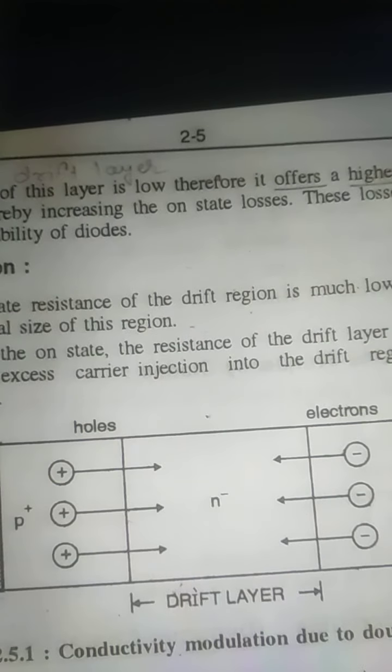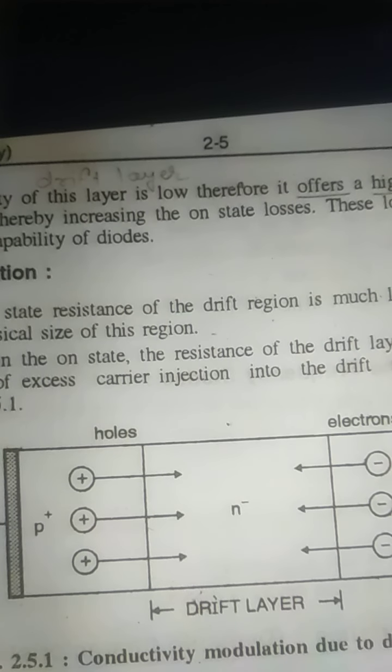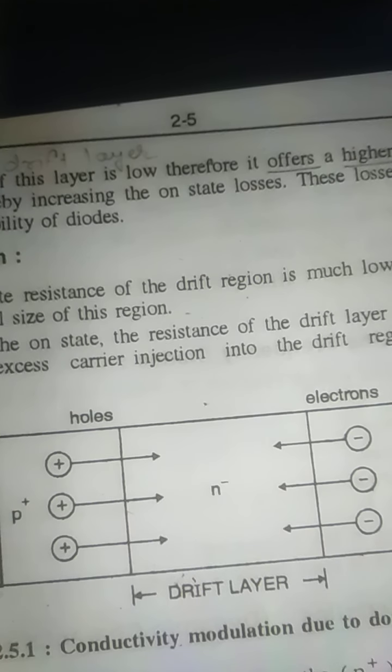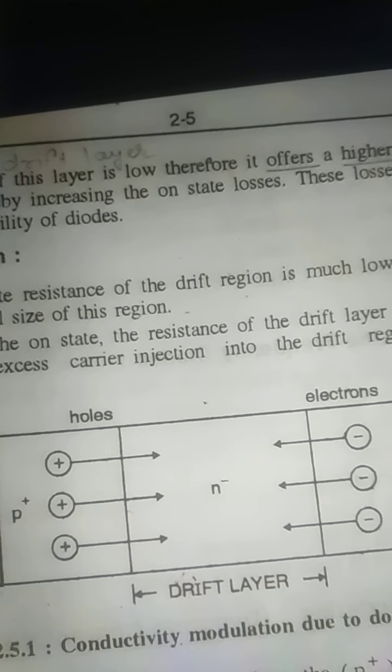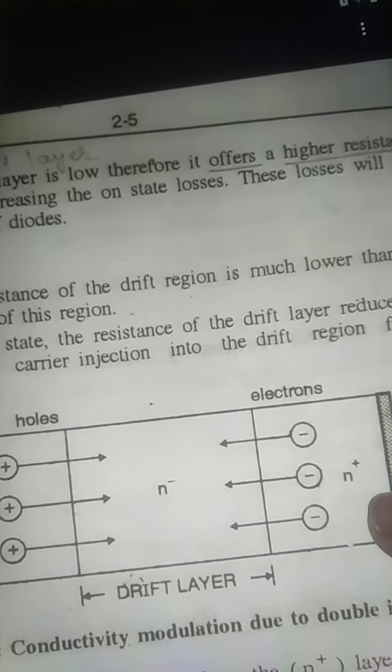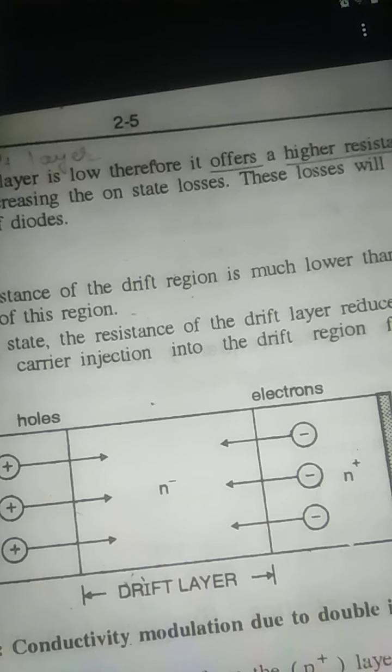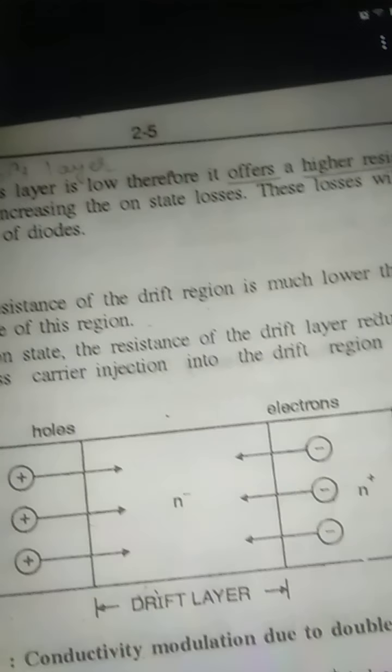Now the next important thing, from the point of examination, is the conductivity modulation. You know very well, this is the construction of the power diode. Here p plus material is there. Again here n plus material is there. In between p plus and n plus, n minus material is there, which is nothing but the drift layer.